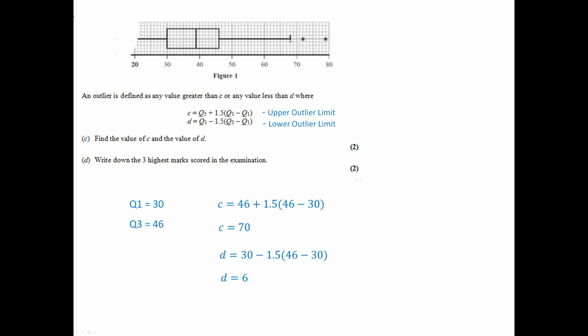So the next highest would be this one at 68, which is where your whisker goes to. It's the biggest value that isn't an outlier. So my answer to part D is 68, 72 and 79.